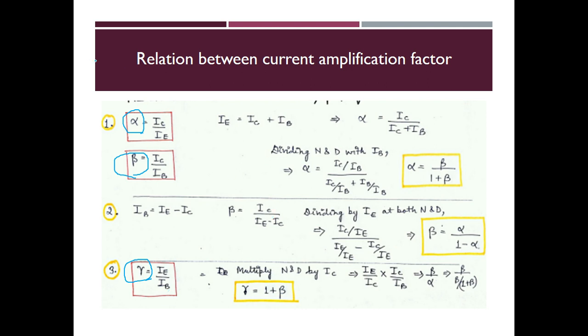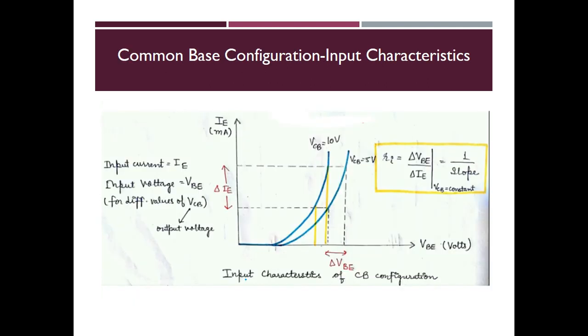So we have the generalized equation IE equals IB plus IC. Dividing the entire equation by IB and simplifying, we get the relationship between alpha and beta as alpha is equal to beta by 1 plus beta. If I want to express beta in terms of alpha, then beta is equal to alpha by 1 minus alpha. And gamma is nothing but IE by IB. We just multiply and divide by IC, and gamma becomes equal to 1 plus beta, or simply 1 by 1 minus alpha, right?